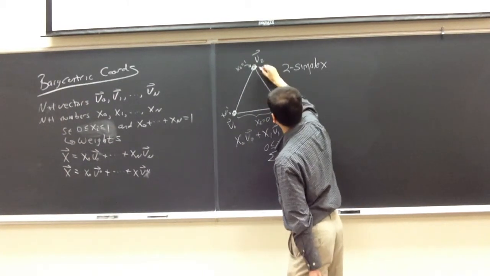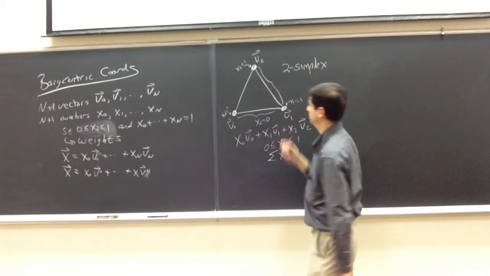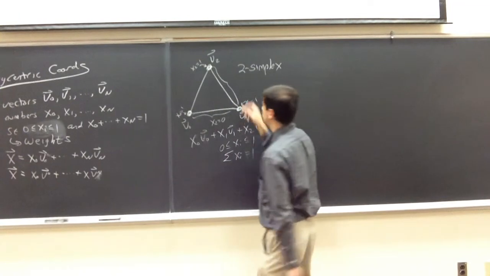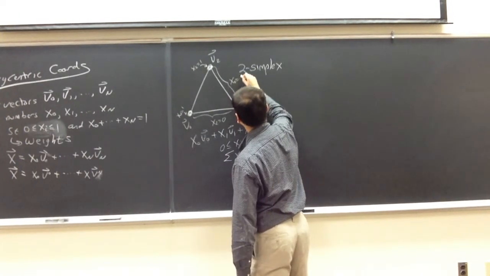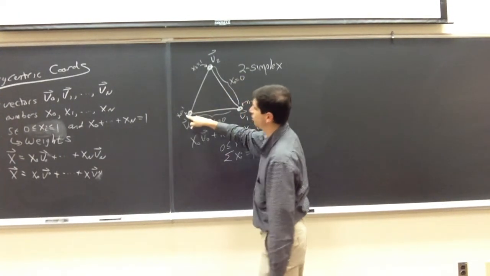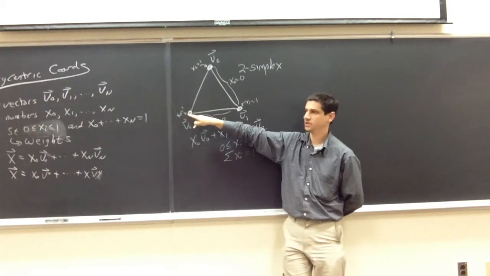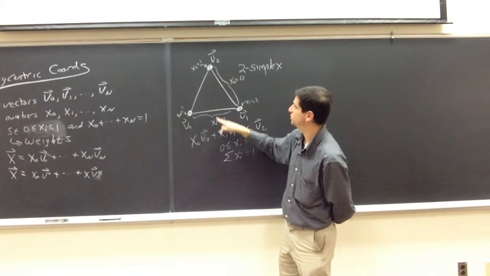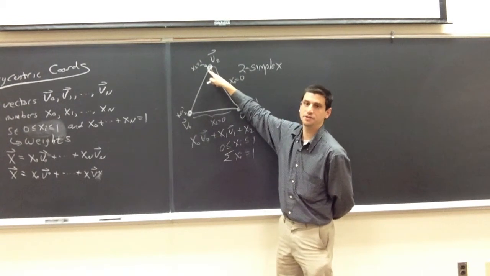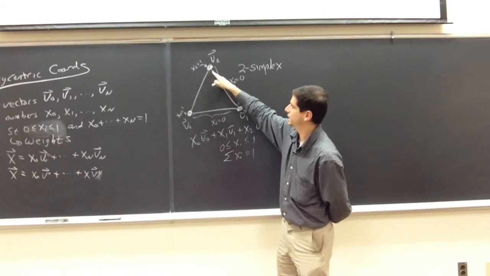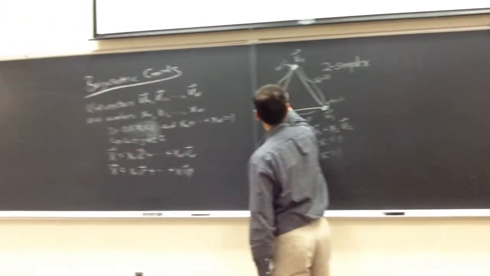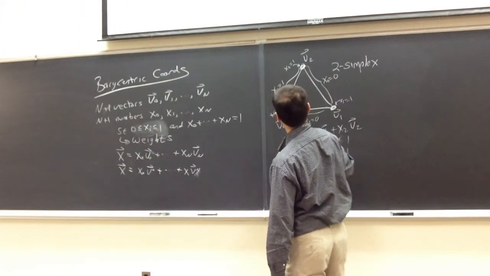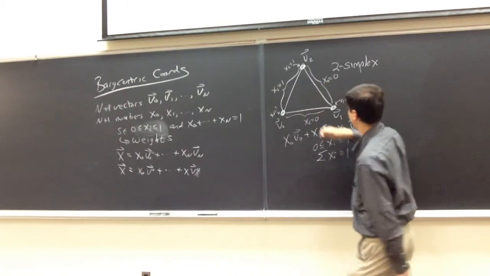So what do you think this line over here is going to be? x0 equals 0. And if you notice, x0 equals 0 is right across from the vertex x0 equals 1. This line x2 equals 0 is right across from the vertex v2 coming from x2 equals 1. And last but not least, over here, this is going to be the line x1 equals 0.